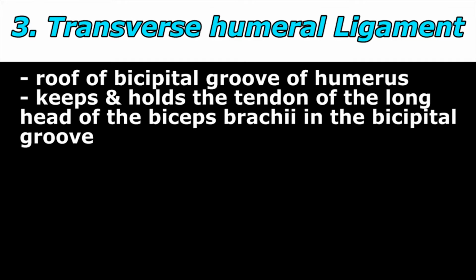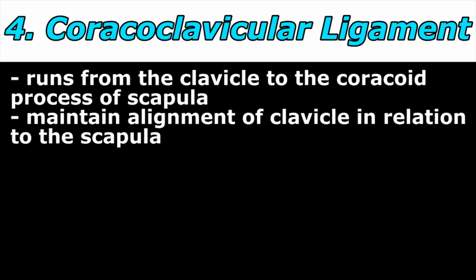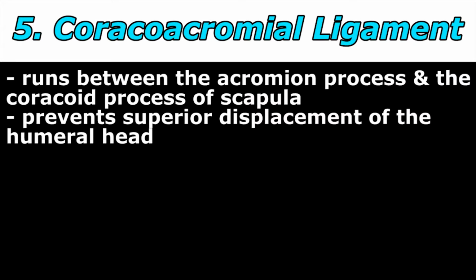The third ligament of your shoulder is the transverse humeral ligament. This ligament keeps and holds the tendon of the long head of the biceps brachii in the bicipital groove. The fourth ligament is the coracoclavicular ligament. This ligament runs from the clavicle to the coracoid process of the scapula, and it serves to maintain alignment of the clavicle in relation to the scapula. And fifth is the coracoacromial ligament, which runs between the acromion process and the coracoid process of the scapula, preventing superior displacement of the humeral head.